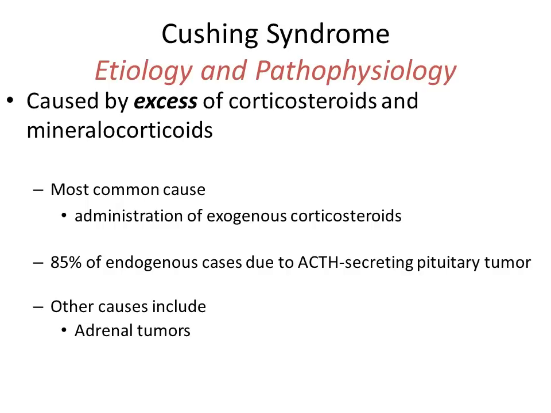So what is Cushing's disease? Cushing's disease is an excess in corticosteroids and mineralocorticoids. It is an excess of the hormones of the adrenal cortex. The most common cause is that we gave you too much corticosteroid, but you could have a tumor on your pituitary gland or your adrenal gland.